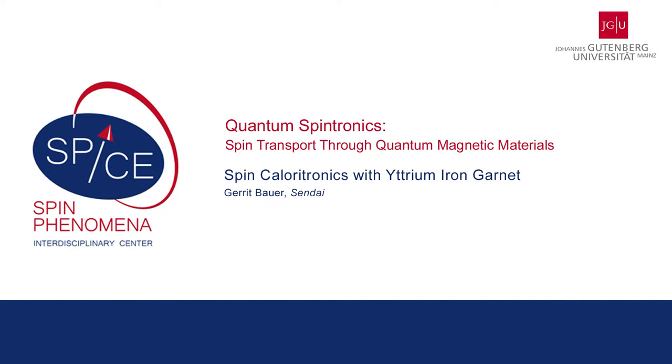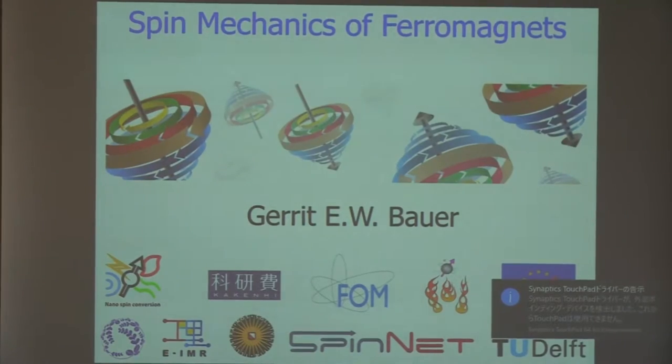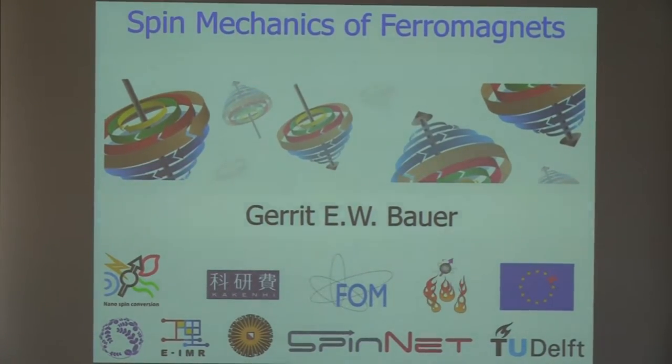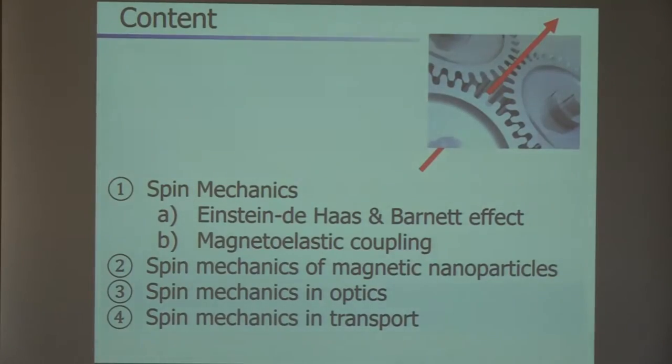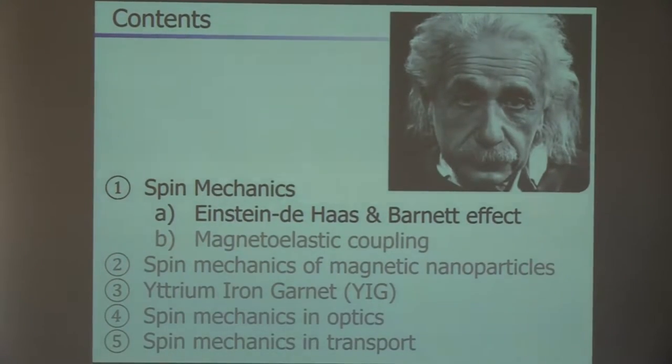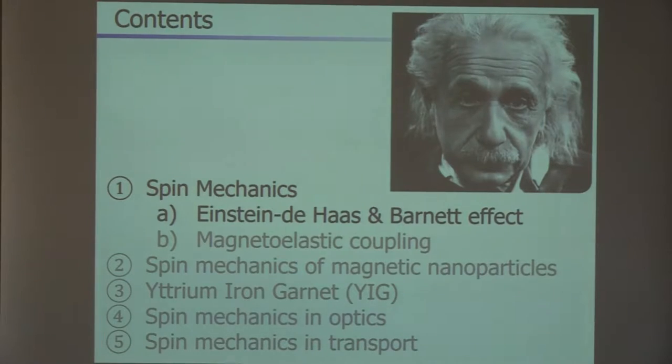So I would like to address today the spin mechanics of ferromagnets, which means the coupling between the ferromagnetic order parameter with the lattice, with the phonons. This is the overview, and I would like to start with some elementary introduction for those who are not familiar with the subject. First would be the classical Einstein, de Haas, and Barnett effects.